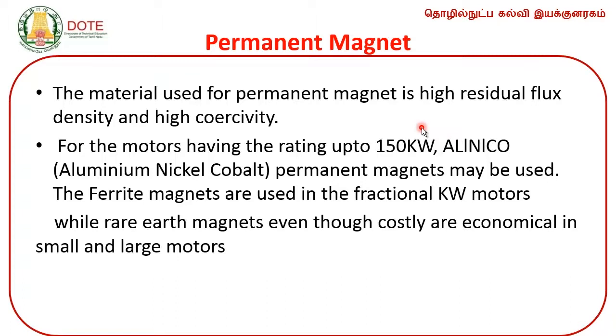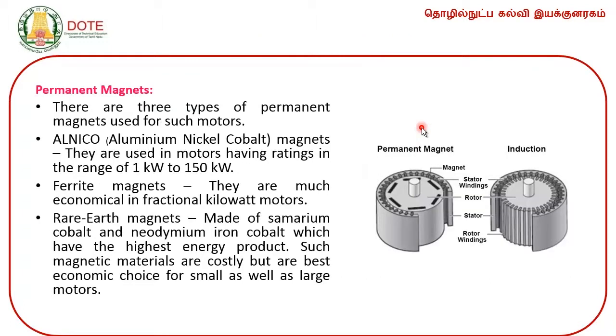Up to 150 kilowatt alnico is used, and ferrite magnets are used in fractional kilowatt motors, while rare earth magnets are costly but economical in small and large motors. So, this diagram shows a permanent magnet. There are 3 types of permanent magnets used for such motors.